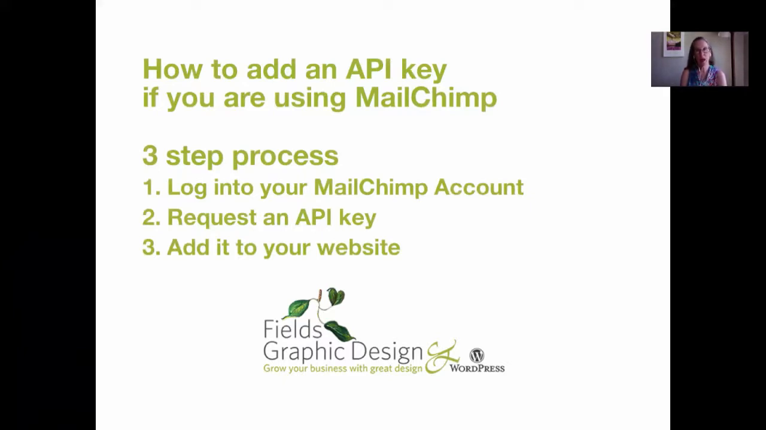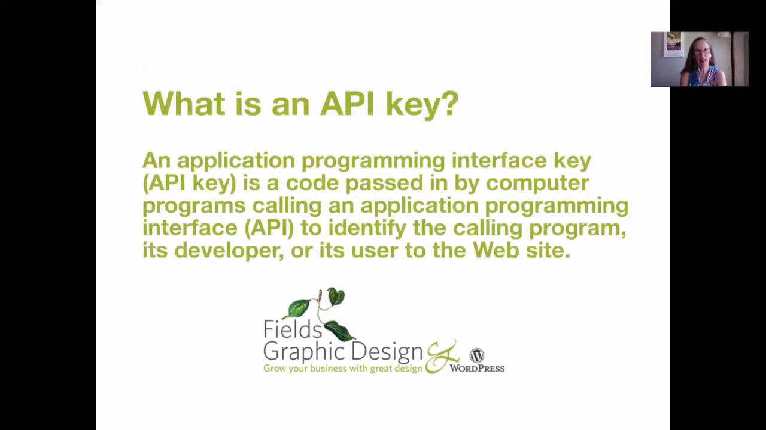Once you add something called an API key from your Mailchimp account, it's super easy to put in a really good looking opt-in form. It is a three-step process: you'll log into your Mailchimp account first, then you will request an API key from your Mailchimp account, and then you add it to your website on whatever page you want to add that. So, what is an API key?